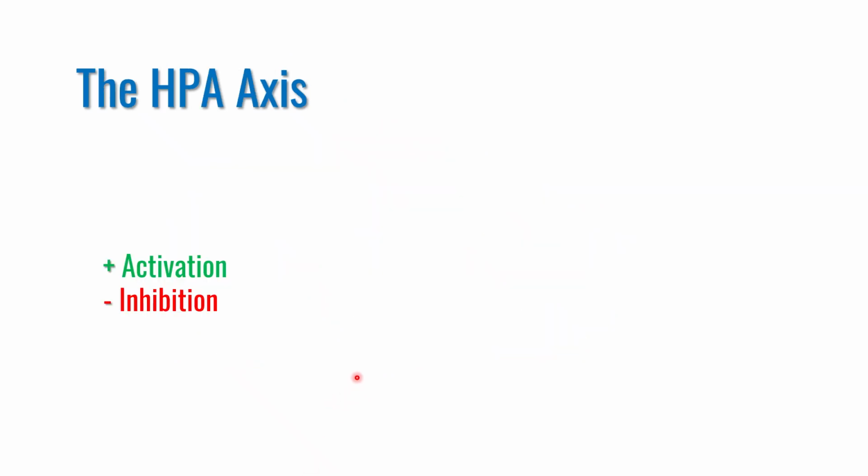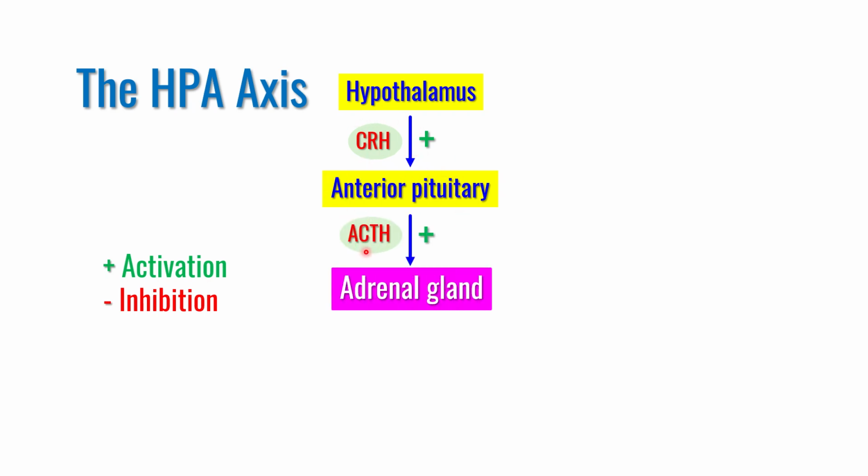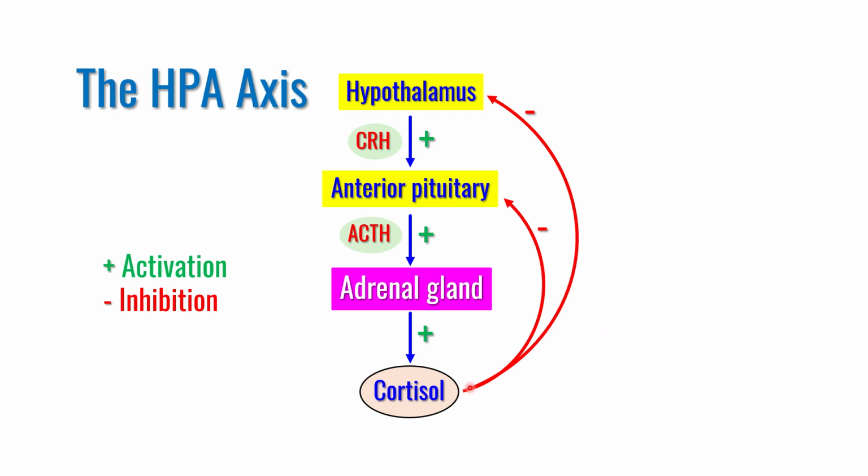Let us look at the regulation of the HPA axis. Under normal conditions, the hypothalamus releases CRH, which stimulates the anterior pituitary gland to secrete ACTH. ACTH acts on the adrenal gland, increasing the production of cortisol. Cortisol in turn provides negative feedback regulation of the HPA axis to keep the system balanced. Thus, cortisol synthesis is regulated in the zona fasciculata of the adrenal cortex by this axis.